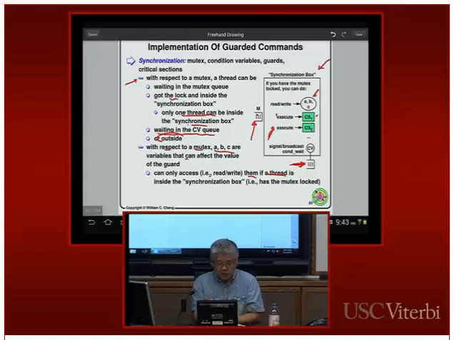And how does the thread get into the synchronization box again? It needs to lock the mutex, and when mutex lock returns, you're in the synchronization box. And then if you decide to wait for a condition variable, you call pthread_cond_wait. And when pthread_cond_wait returns, again, you are inside the synchronization box. So those are the 2 ways you can get inside of a synchronization box.